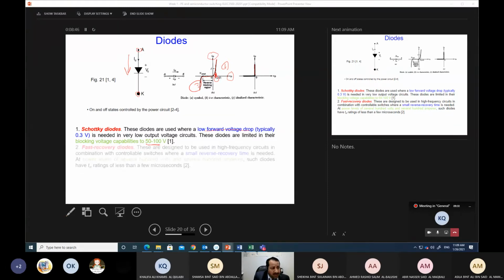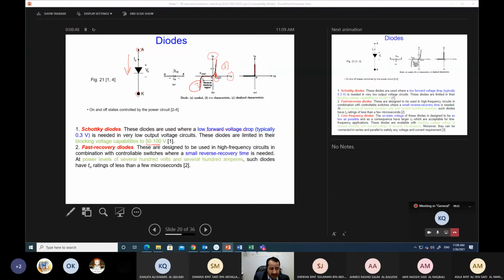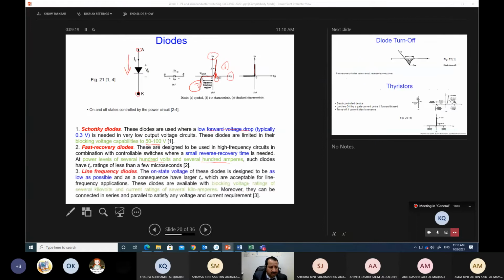Another type of diode is called the fast recovery diode. From the name, fast recovery, it's used in fast speed or high speed circuits. Its voltage and current ratings are a little bit higher compared with the Shockley diode. You can see 100 volts, several hundred amperes. But it's fast in operation. So the first one has a low voltage drop. The second one is faster than the first one, but has a higher voltage drop.